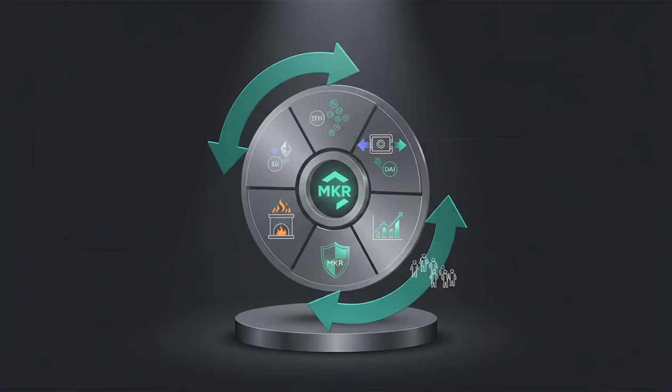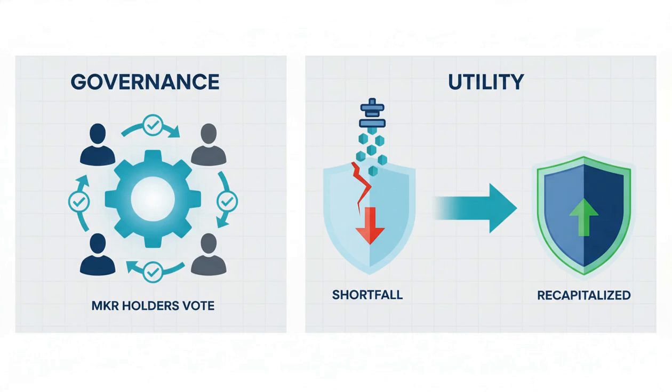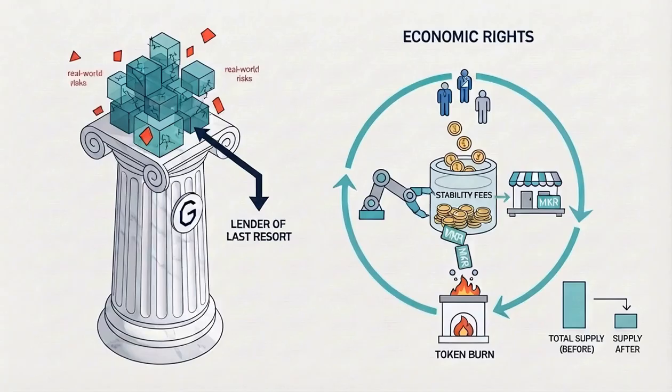Okay, theory is great, but let's make this tangible. What I like to do is look at a project that's truly battle-tested, a project like MakerDAO. You might find that its MKR token is a masterclass in this flywheel design. First, you have clear governance. MKR holders vote on everything critical to the system. But it's the utility pillar that I find so brilliant. If the system faces a shortfall, new MKR is created to recapitalize it. It acts as the lender of last resort. This real-world risk gives governance genuine weight.